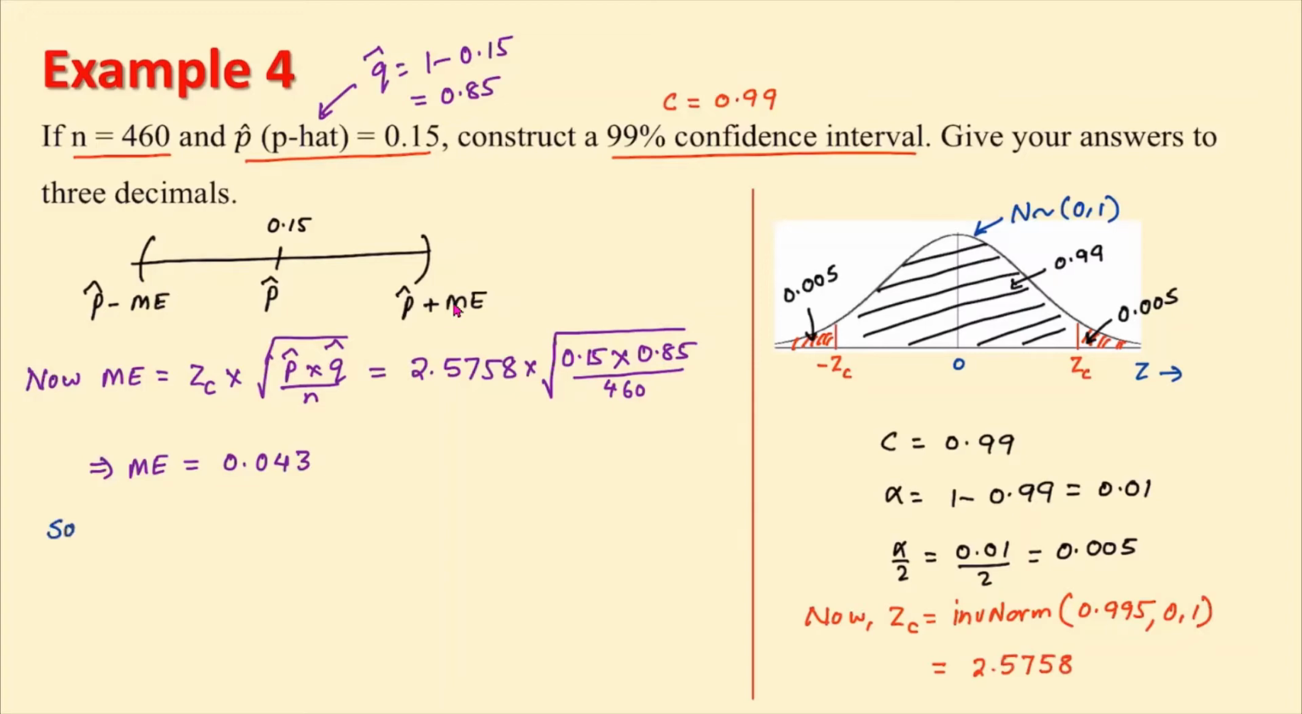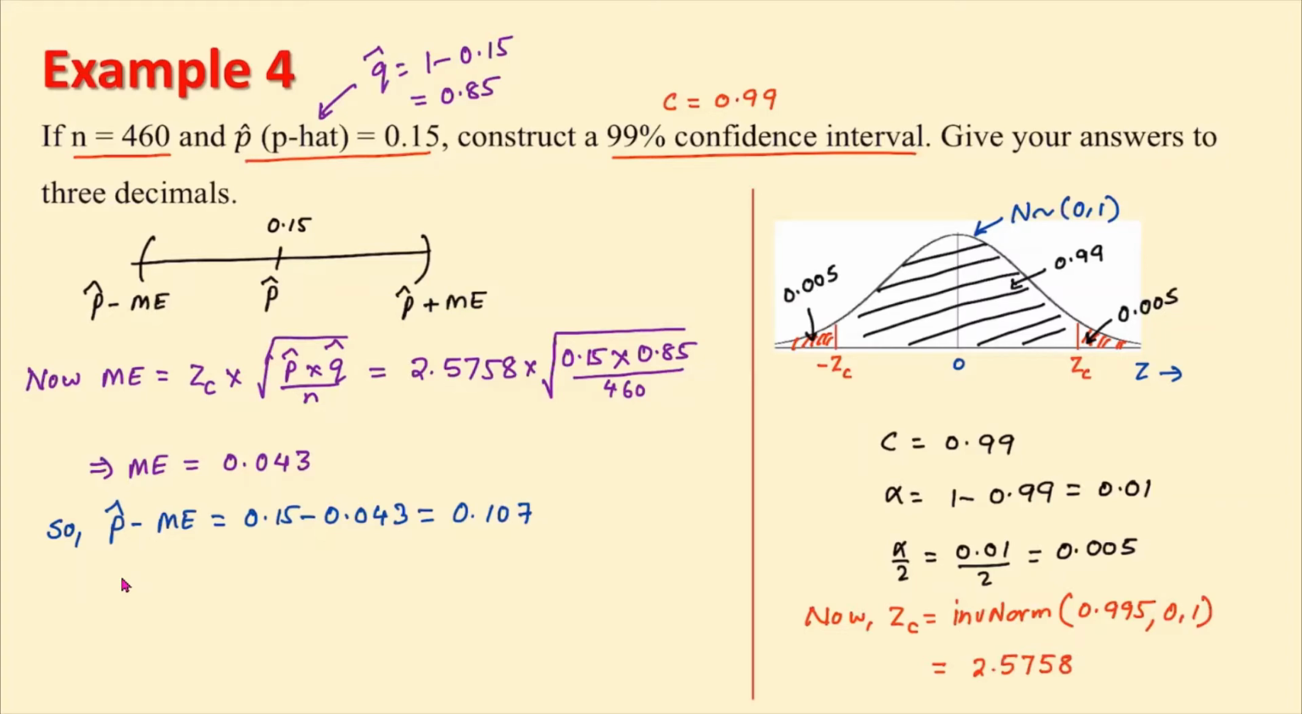So the lower boundary is P hat minus margin of error, which is 0.15 minus 0.043. P hat is 0.15 and you are subtracting that value. So if we subtract that, it will be 0.107. Okay, 0.107. That is the lower boundary. Here it is 150, and when you subtract, it will be 107.